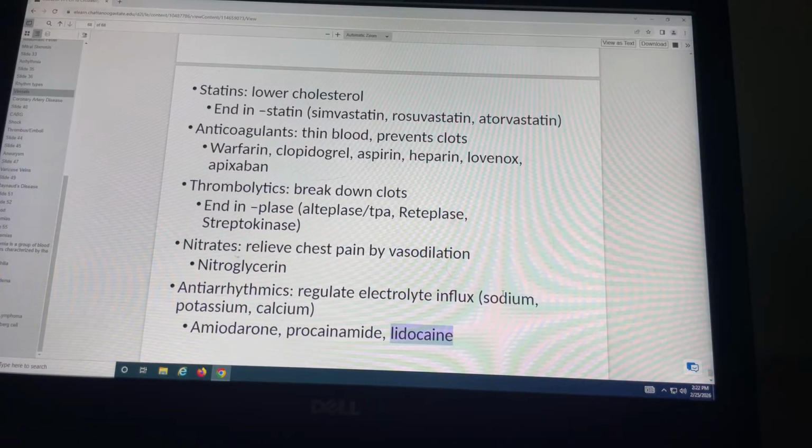Lidocaine? I know it sounds like the patch. Yeah, it's like for the numbing of your teeth. Yeah, I know. It has lots of different uses. It's very confusing. So how would they give it? It's a pill? Yeah, they have things in pill and IV form and things like that.